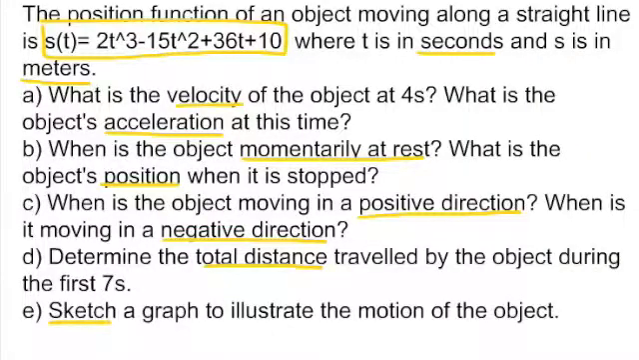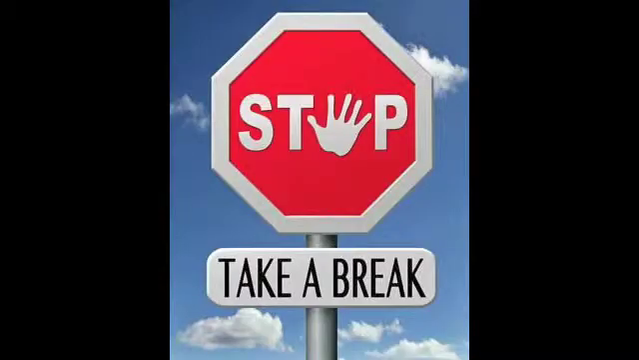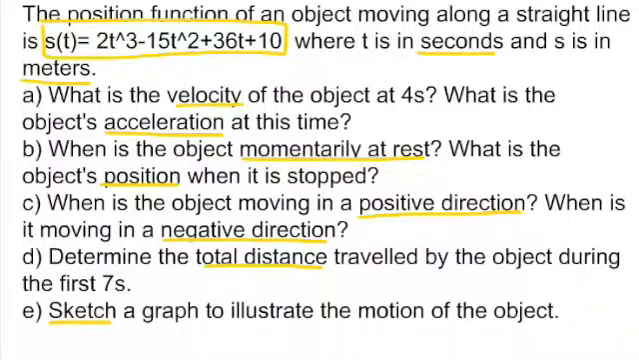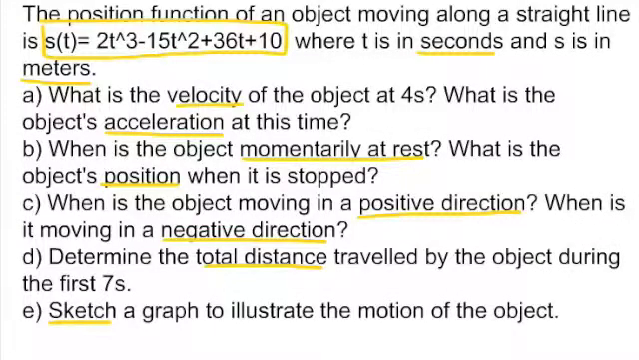Part B is asking for the time when the object is momentarily at rest as well as the position when it is stopped. An object is at rest when its instantaneous rate of change, or velocity, is equal to 0. On the graph, its tangent line would be a horizontal line with a slope of 0. To answer the question, the first derivative will be set equal to 0, and we will solve for time. The times for which the velocity is 0 will then be plugged into the s of t equation.